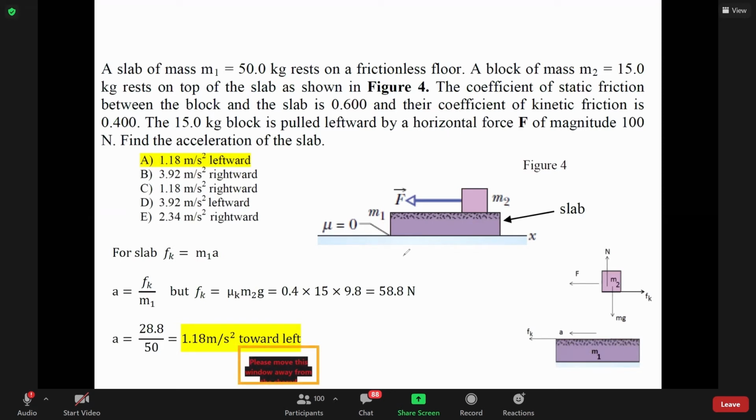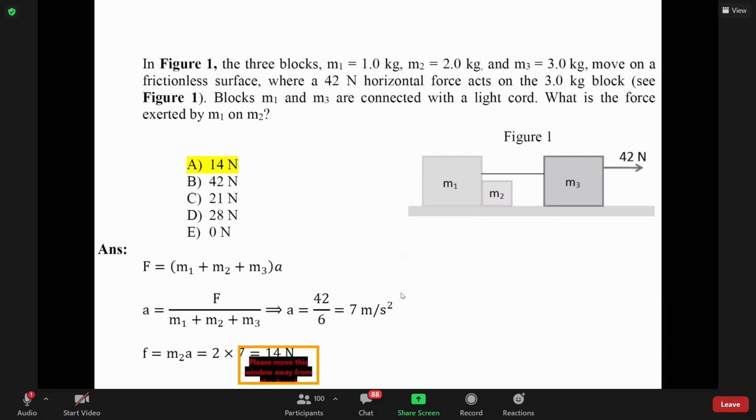We have other questions, and I don't want to start chapter 7 before I make sure that you understand everything. So here we have another system.